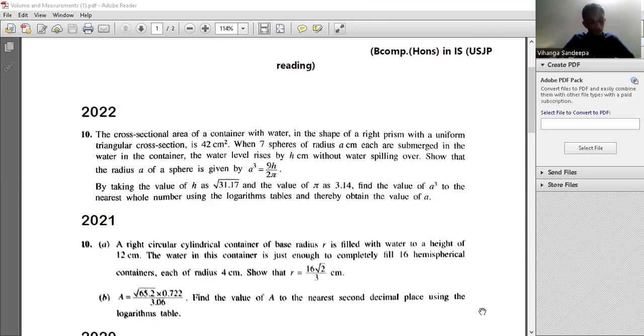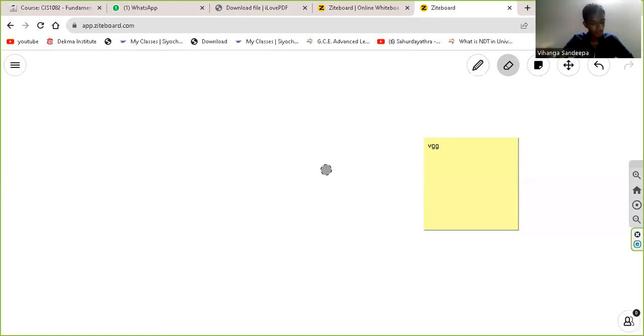I think that you have already downloaded this document. Look at that. It is asking about the cross-section area of a container with water, in the shape of a right prism. So we have to draw it.